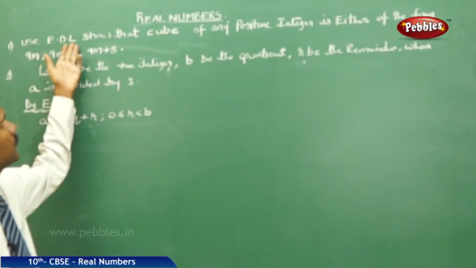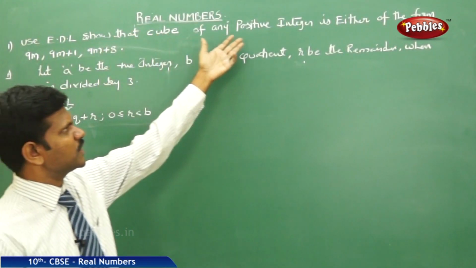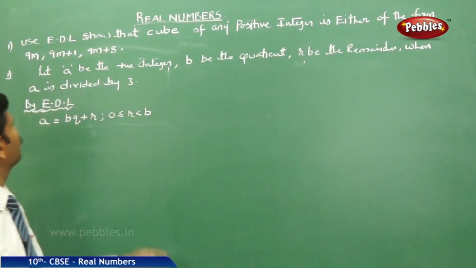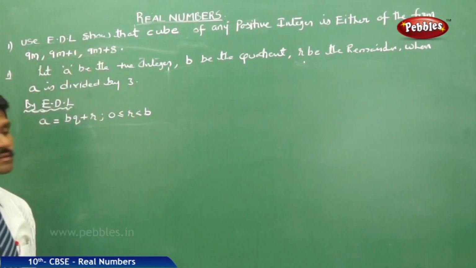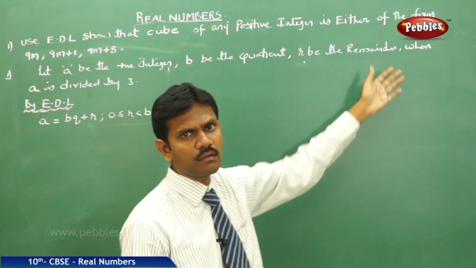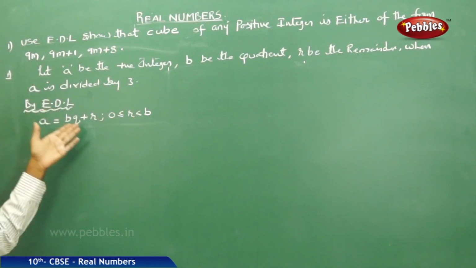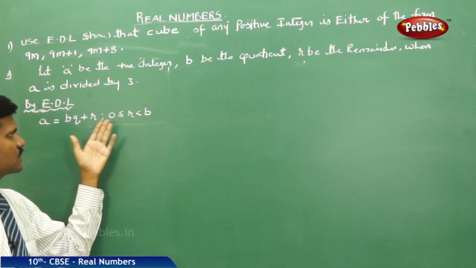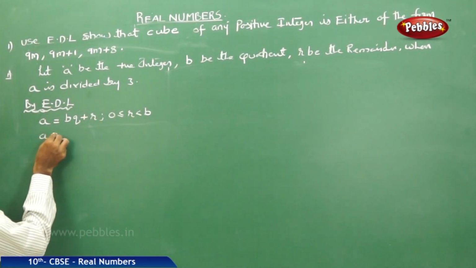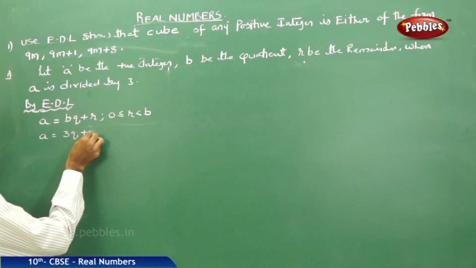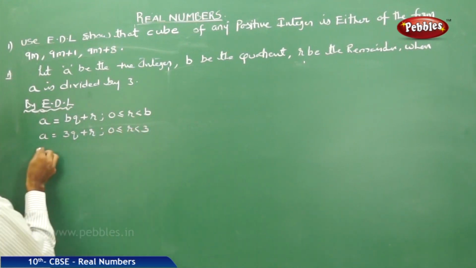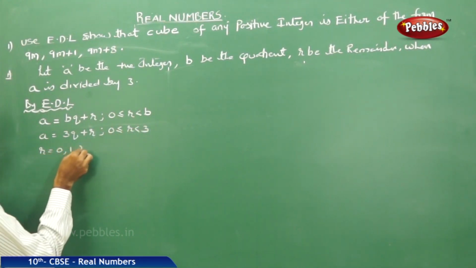Use the EDL. Show that cube of any positive integer is either of the form 9m, 9m plus 1 or 9m plus 8. Let a be the positive integer, b be the quotient and r be the remainder when a is divided by 3. Then by EDL, a is equal to bq plus r, 0 less than or equal to r less than b by definition. Now a is equal to 3q plus r, 0 less than or equal to r less than 3. That is r is equal to 0, 1, 2.